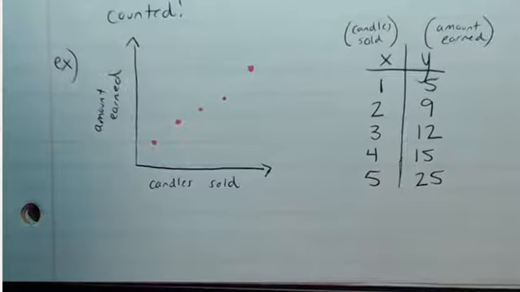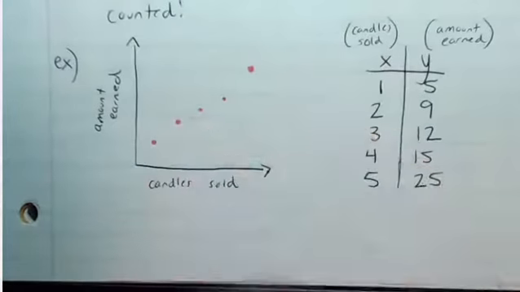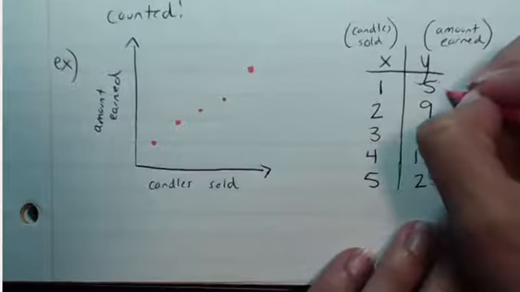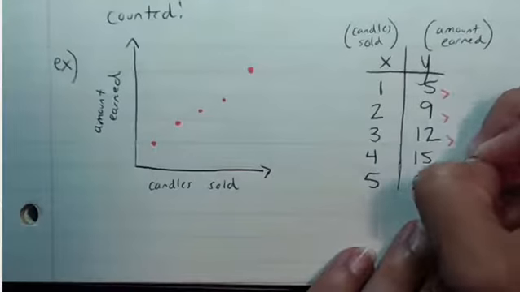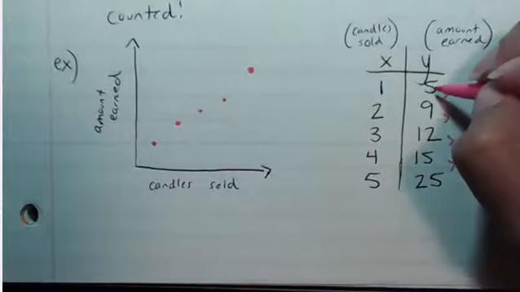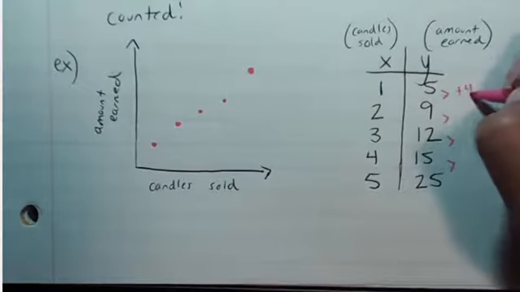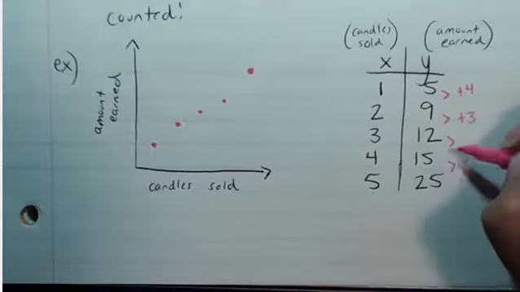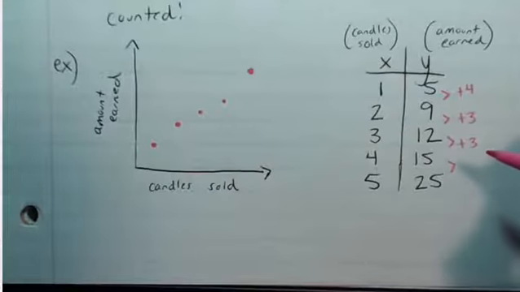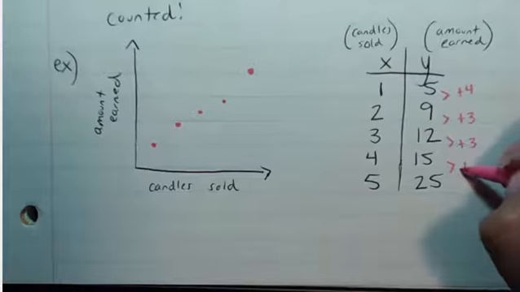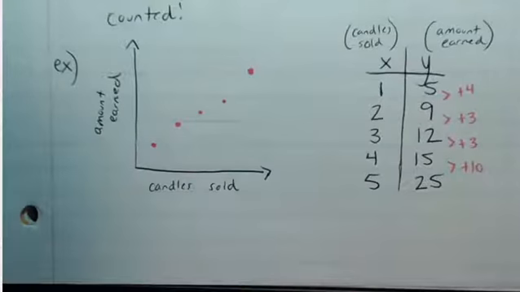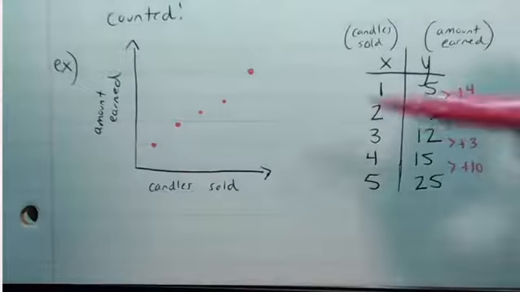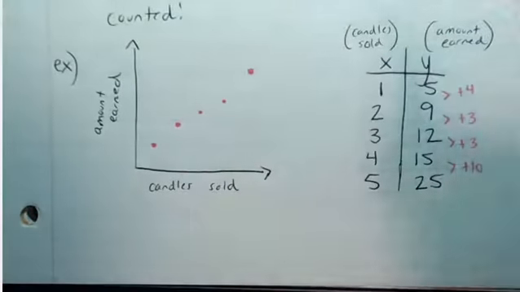So notice it's not continuous, it's not evenly distributed every single time. If I look at my Y values, it's not going up by the same amount every time. 5 to 9 was plus 4. 9 to 12 was plus 3. 12 to 15 is plus 3. And 15 to 25 is plus 10. So it's not a linear equation here. It's not going up continuously. It's just distinct points. The candles sold tells me that information.